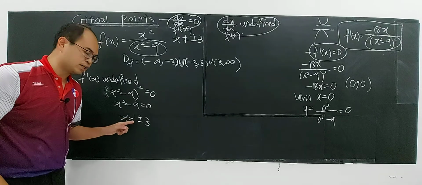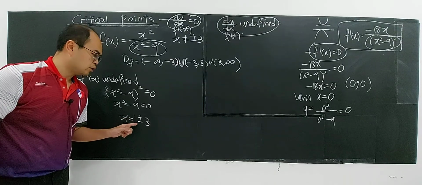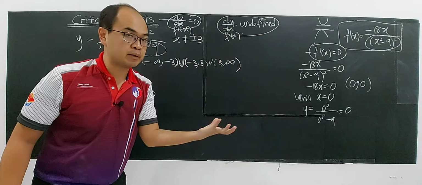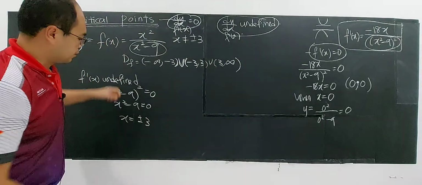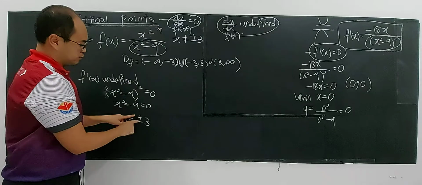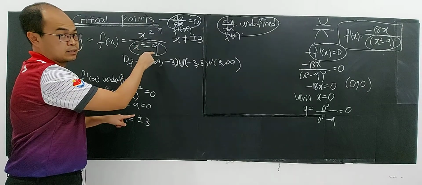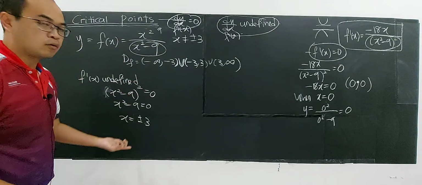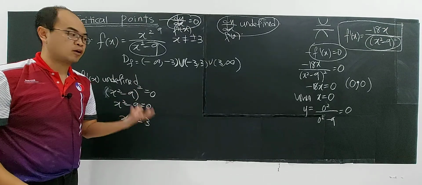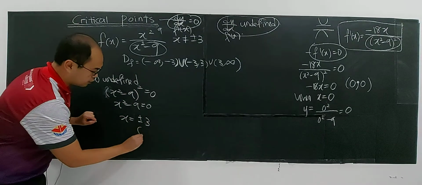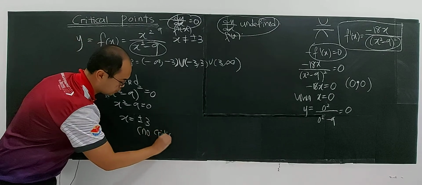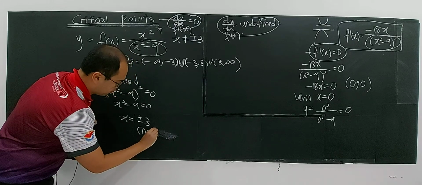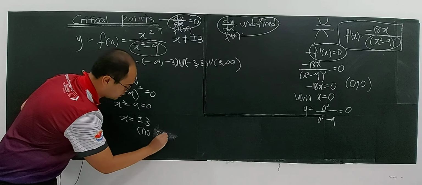Can you accept this? No, you cannot accept. Even though these two values make f prime x undefined, the problem is that you cannot put these points into the function. If you put 3 in, 3 squared minus 9 gives 9 minus 9, which is 0 in the denominator, so it is undefined. You cannot get the value of y here, so you cannot form a coordinate for these two values. So there are no critical points of that kind.